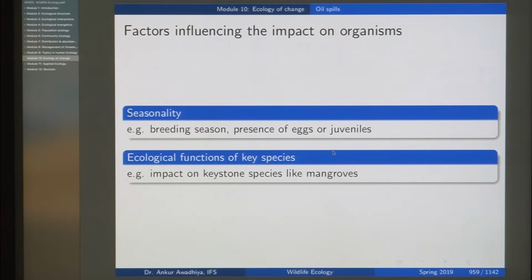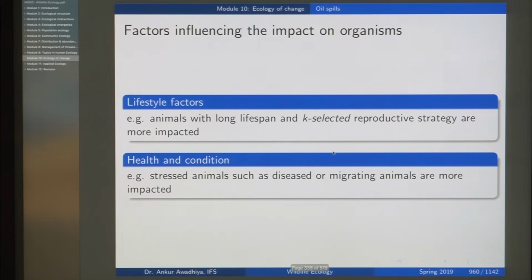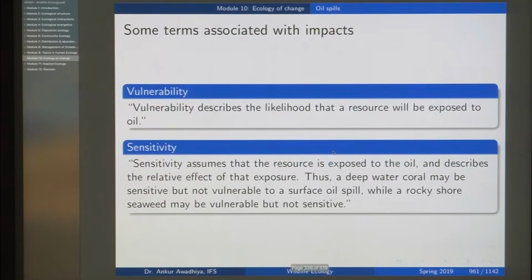Now, the factors that will influence the impact on organisms will be things like seasonality. If it is a breeding season, or if there is a presence of eggs or juveniles, the impact is much more. If it is impacting a key species or a keystone species such as mangroves, then the impact on the whole of the ecosystem is much larger. Then it will also depend on lifestyle factors, whether the organism is K-selected or R-selected. If it is an organism which has a long lifespan and is K-selected, the impact will be much greater. If there is an organism that is under certain stress, or is in bad health, the impact will be much more.